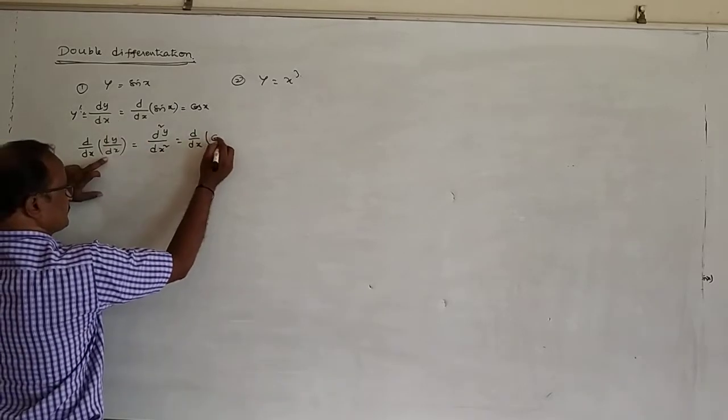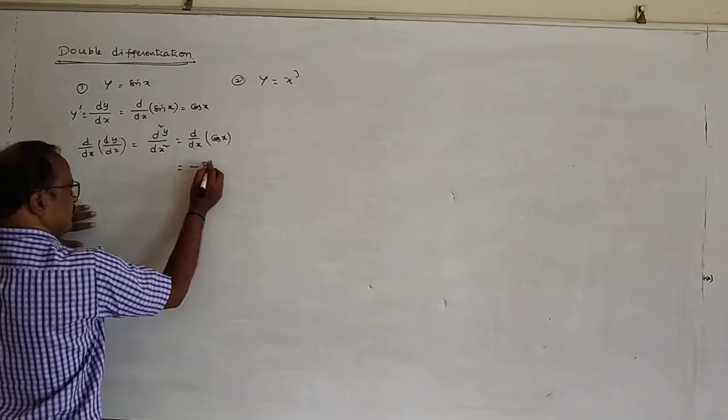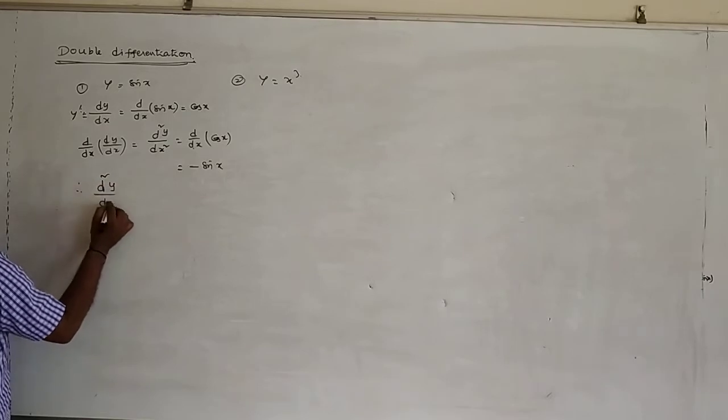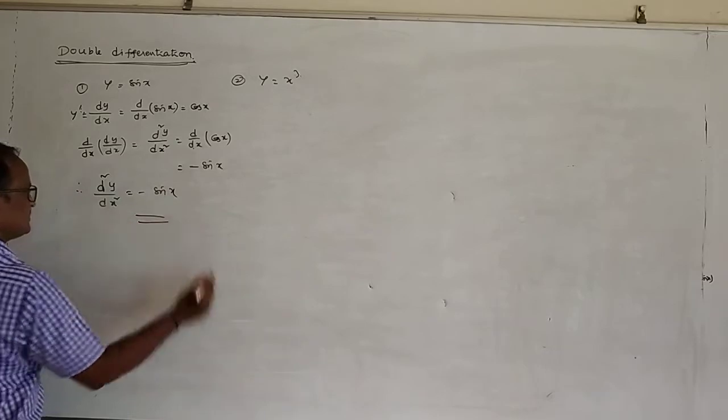This can be written as d by dx of the value of dy by dx. dy by dx is equal to cos x. So this is equivalent to d by dx of cos x, which is equal to minus sin x. Therefore, the double derivative of y with respect to x, d square y by dx square, is equal to minus sin x. This is the double derivative.